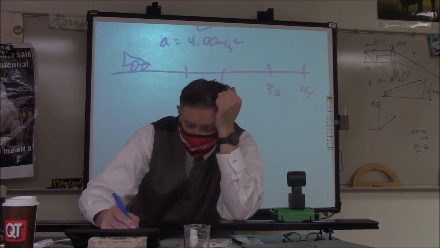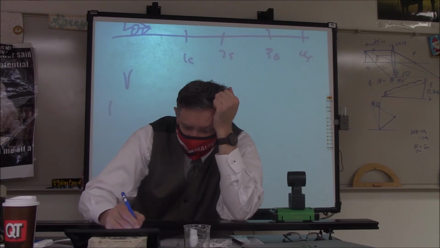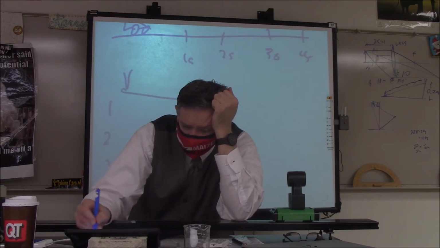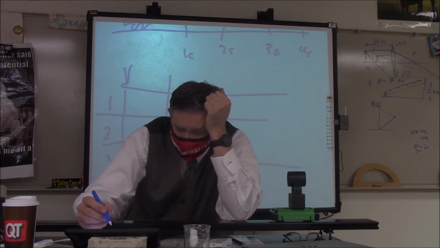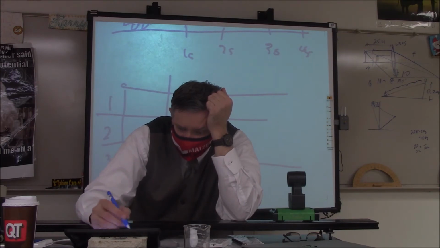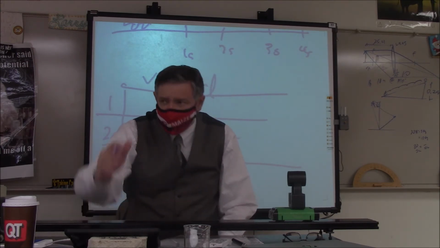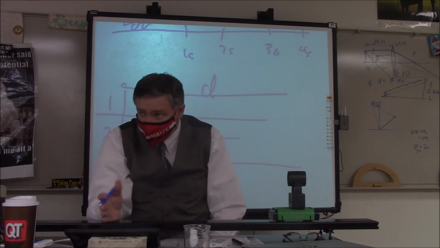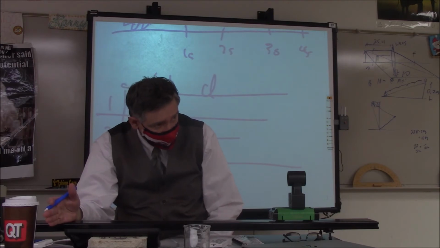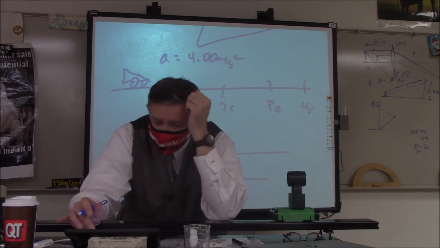So here's what I want to figure out. I want to figure out at the end of 1 second, 2 seconds, 3 seconds, and 4 seconds how fast it's going at the end of each of these seconds. And then I want to figure out how far it's traveled at the end of each second. So I want to know how fast it's going, and I want to know how far it's traveled. So I want to draw a velocity time graph on a position time graph.